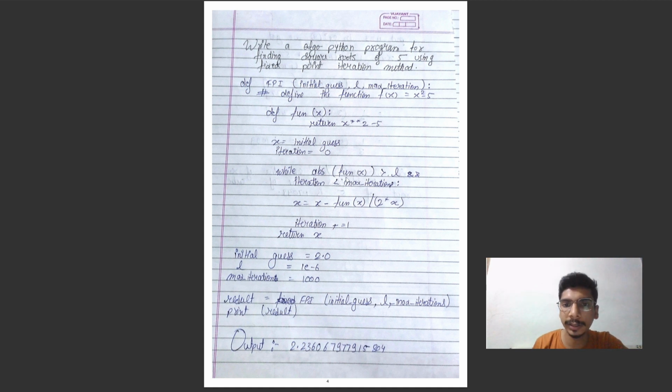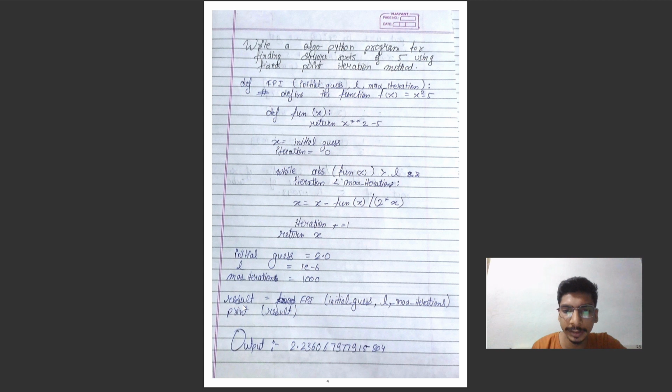the condition in our loop: if the function x is greater than L, meaning the tolerance level, and iteration is smaller than the maximum iteration, then we have to perform x minus function x divided by 2 times x. Iteration will be incremented by 1 and it returns x. Here the initial guess will be 2.0, which we pass to our function. L, the tolerance level, will be 1e minus 6, and the maximum iteration will be 1000.